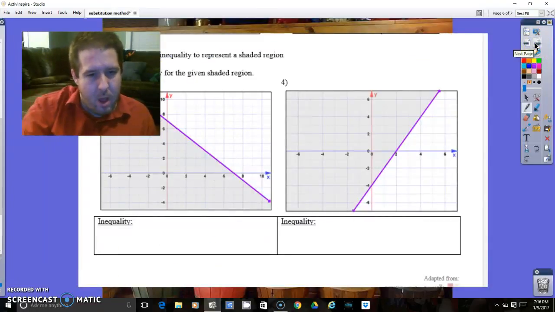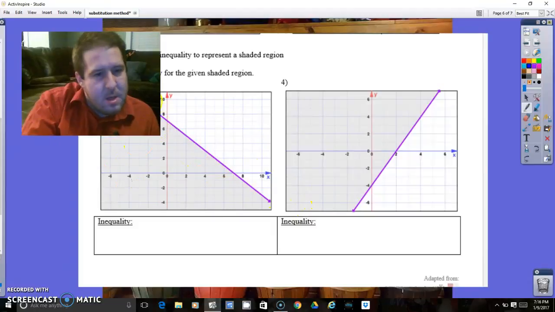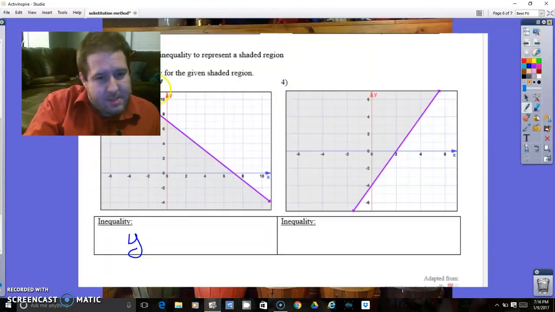Homework. All right, I'm going to do these one at a time. We're given a boundary line, and we're told that the bottom half is the shaded part. So the first thing I'm going to do is focus on the boundary line. So y is, I'm not going to write greater than or less than right now. I'm going to leave that till the end.